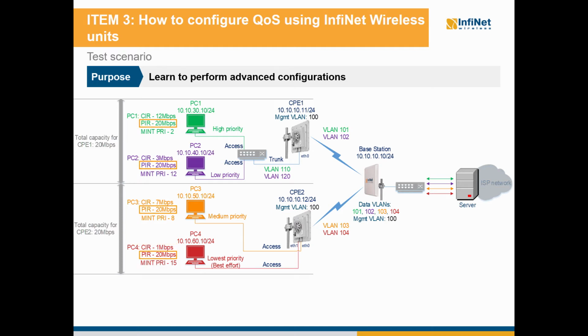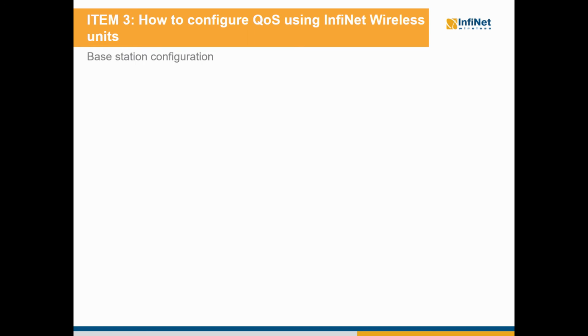The peak information rate must be set at 20 megabits per second for all PCs, so each client can benefit of the entire CPE capacity if there is no other traffic passing through the unit. QoS policies must be configured to split the base station bandwidth among the CPEs. Next, let's see how the base station QoS should be configured.